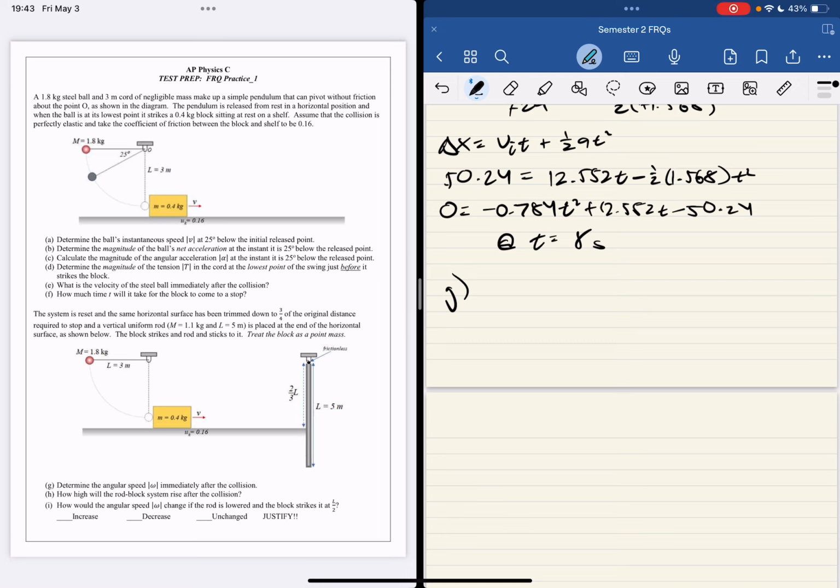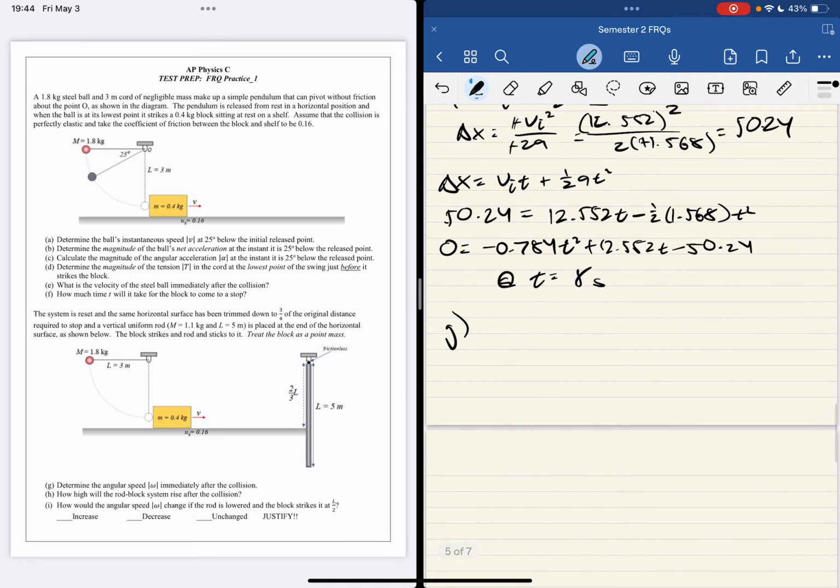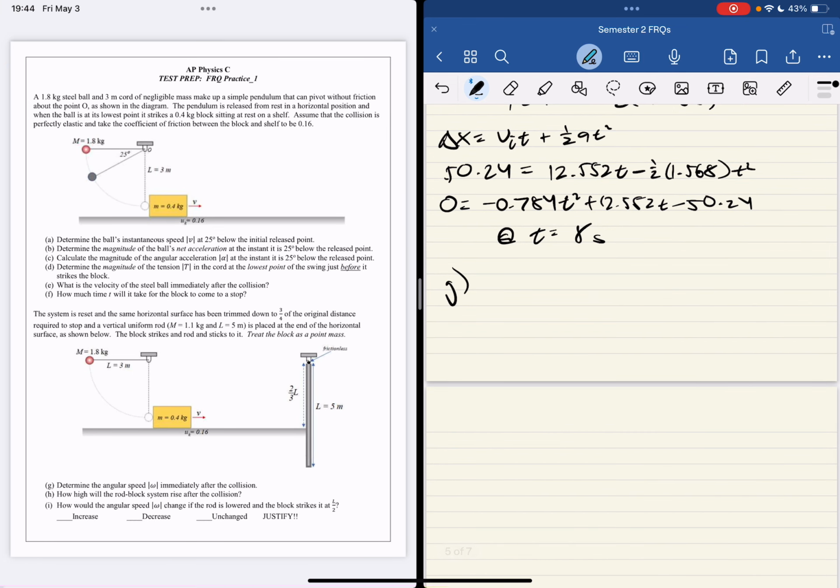They want the angular speed now. They want the angular speed. So we can just set up Li equals LF. And it's going to be the collision when it hits the rod. So actually we're going to need a new VF first, because if we see there, it says that the distance is actually going to be 3/4 of the original distance, because if it was the full distance, it would just stop. So we can set up for new VF.